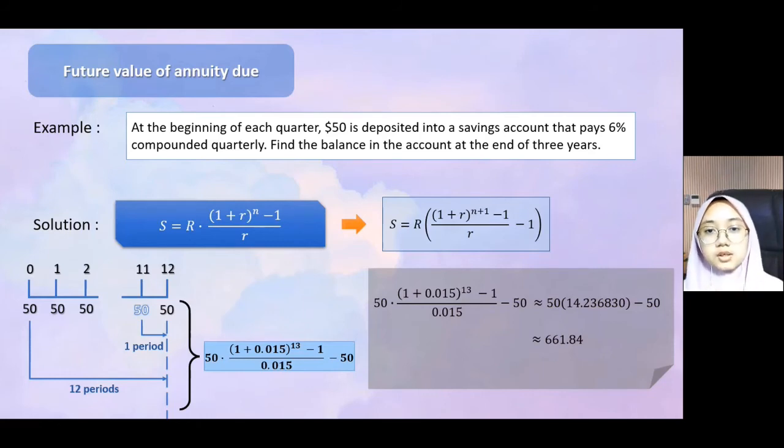that is deposited quarterly is R, because it is the payment that occurred for every period of time, and then 6% is the interest rate. But 6% is not the value that we have to substitute in the formula, because 6% is the interest rate for every year. So we have to divide it by 4, because there are 4 quarters in 1 year. So 6% divided by 4, we will get 0.015. So that's the value of the interest rate that we should substitute in the formula.